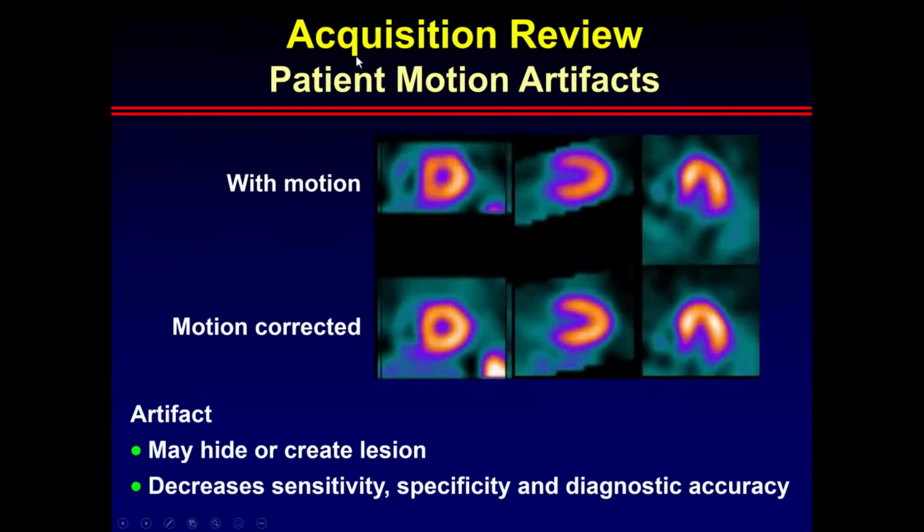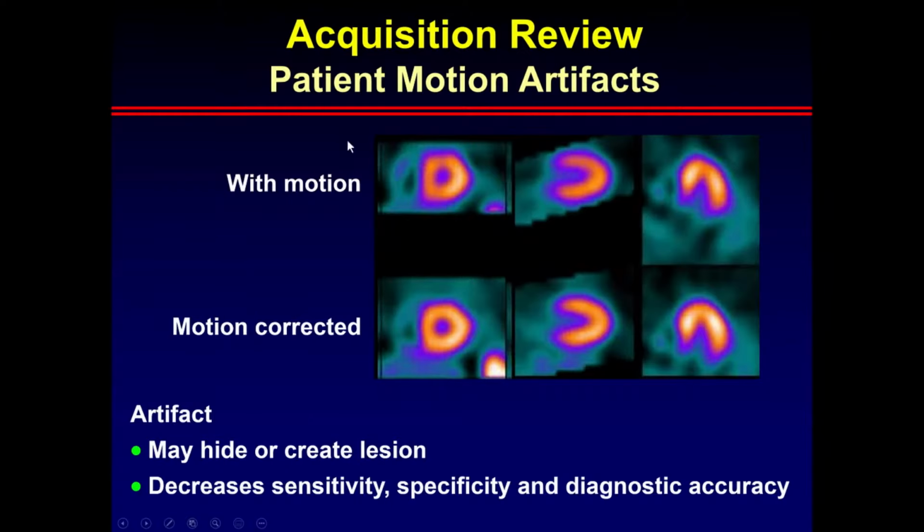So this is an example of a patient with motion artifacts. And what you will see here with motion is there's a perfusion defect here. And when you correct for the motion, it goes away. There's no longer a perfusion defect. And remember that artifacts, whether they be motion artifacts or whatever, may create abnormalities, but they may also hide abnormalities. And therefore, they're going to decrease your sensitivity, specificity, and diagnostic accuracy for detecting coronary disease if you have artifacts such as motion.